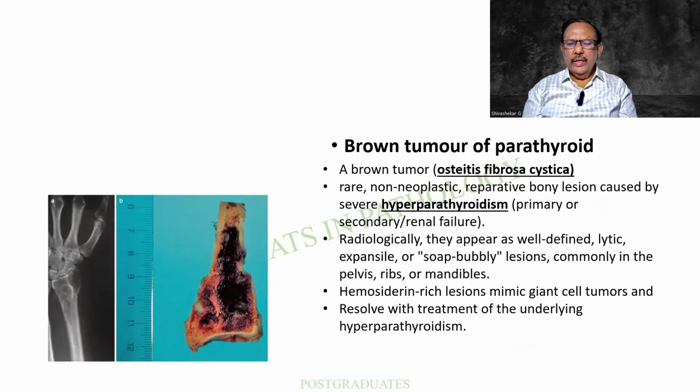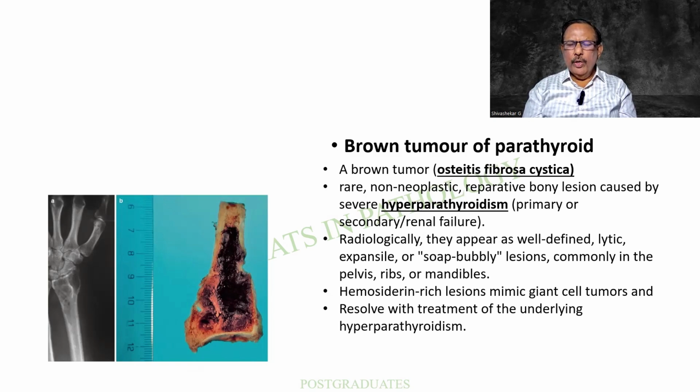Now, close on the heels of the giant cell tumor of the bone, I have got another lesion called the brown tumor of parathyroid. In fact, there has been many an instance where either of them have been misdiagnosed one for the other. Also called the osteitis fibrosa cystica, it is a non-neoplastic disorder and associated with severe hyperparathyroidism. And radiologically here also it is expansile. There can be a soap bubble appearance.